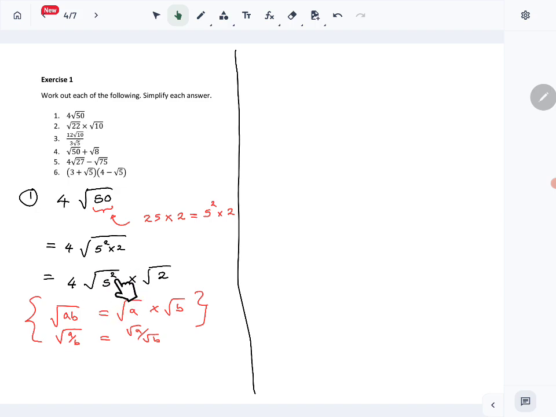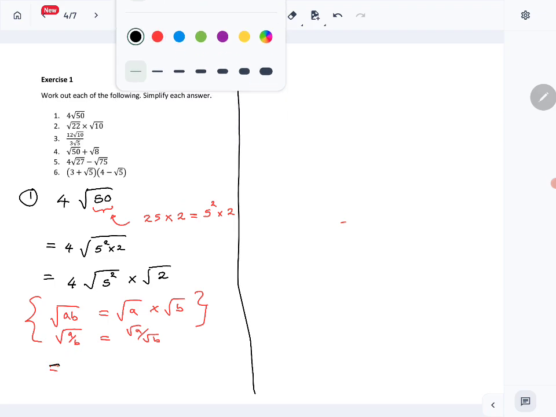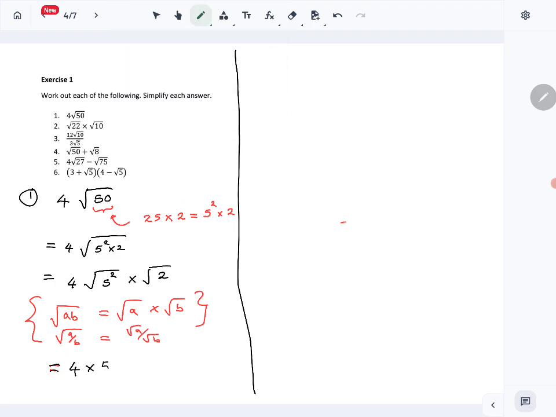What is square root of 5 squared? Square root of a square is what? You just cancel the square root and the square. So you get 4 times 5 times square root 2. Square root 2 we can't simplify, no? It's a surd. So it's already simplified. So 20 square root 2, right? So that is how you simplify these types of questions, right?